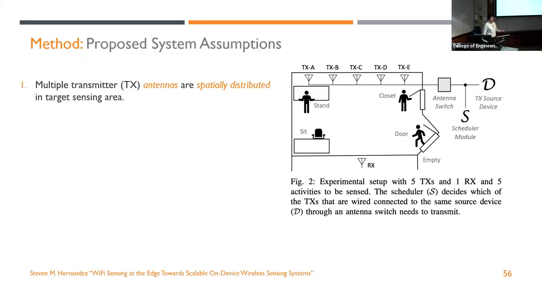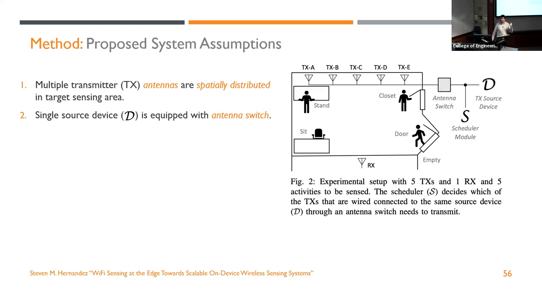So to allow and disallow specific devices, we propose a system that's designed like this. In the illustration, we have five antennas, TX A, B, C, D, and E, and these are spatially distributed within our environment. These, specifically for our experiment, are placed 70 centimeters apart along one wall. And we can see that we have a TX source device D, and this is what's actually deciding what frames are sent at any time.